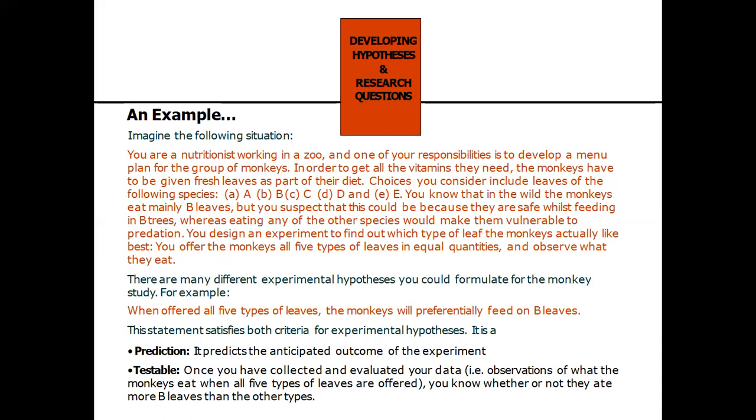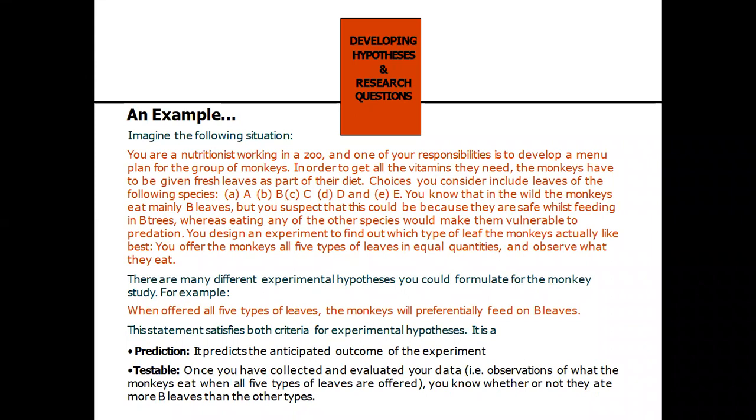Now, this statement satisfies both criteria for an experimental hypothesis. It is a prediction. It predicts the anticipated outcome of the experiment, right? Then testable. Once you have collected and evaluated your data, that is the observation of what the monkeys eat when all 5 types of leaves are offered, you know whether or not they eat more B leaves than the other types. So what are we trying to prove here? The first hypothesis that we have considered is that when offered all 5 leaves, the monkey preferentially feeds only on B leaves. Then we have said that this is fulfilling all the criteria of an experimental hypothesis.